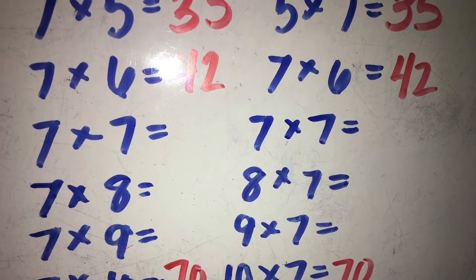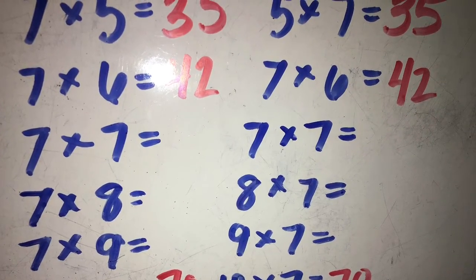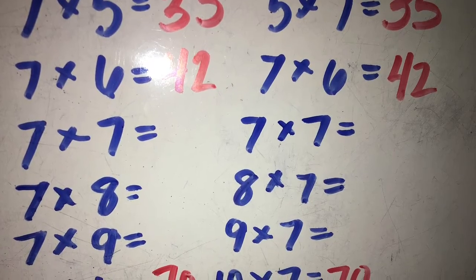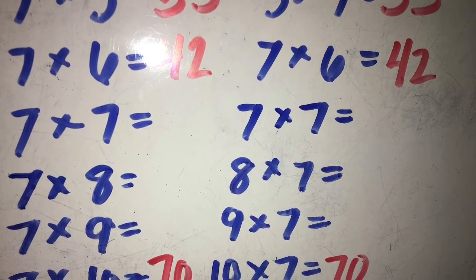And going down to 7 times 10, we just simply count by our tens. It's the same as 10 times 7, and the answer is 70.